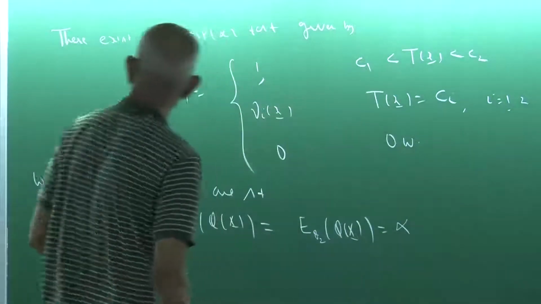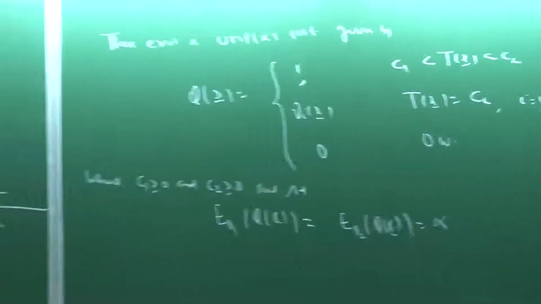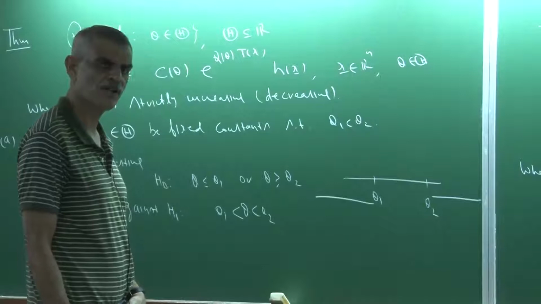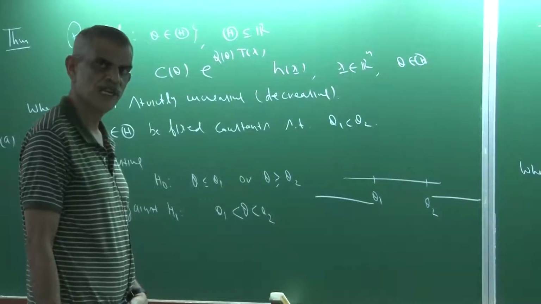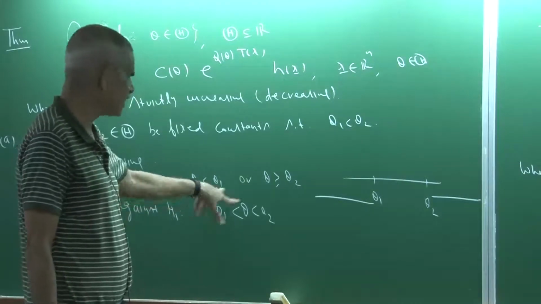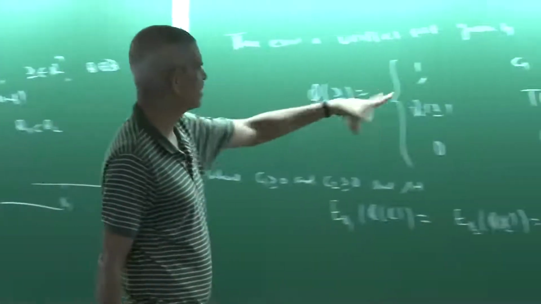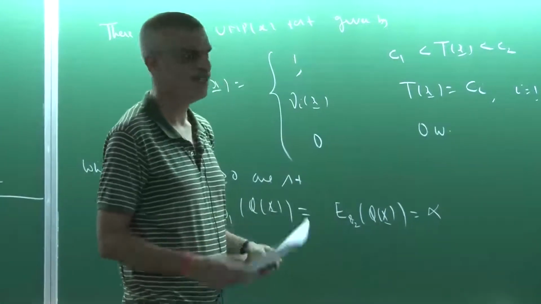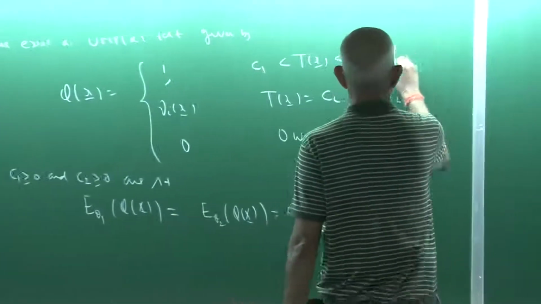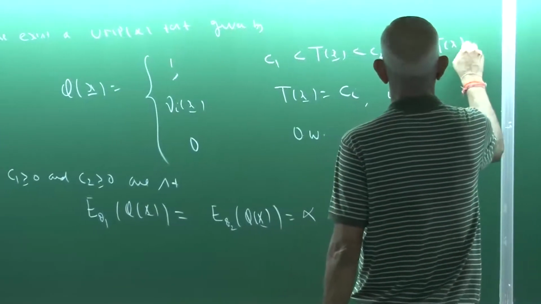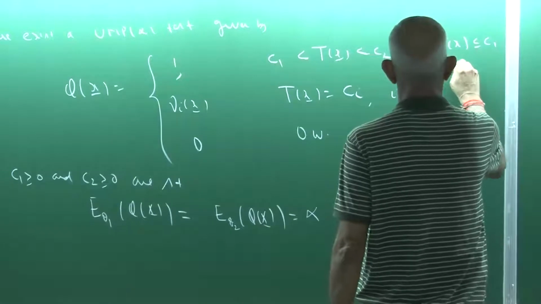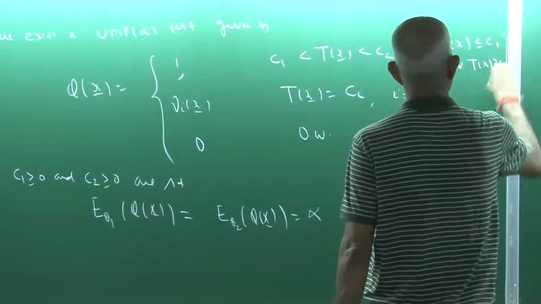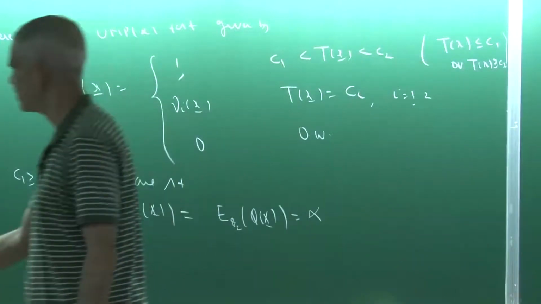Note that this is the test for the situation when q theta is increasing. If q theta is decreasing, then larger values of theta would correspond to smaller values of T, or smaller values of T would correspond to larger values of theta. So in that case, the test would just get interchanged. So it would be T x less than or equal to c1 or T x greater than or equal to c2, and the rest of the thing as it is.